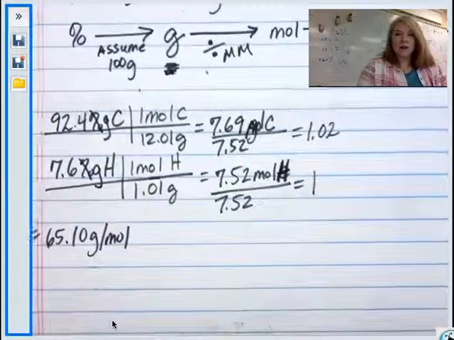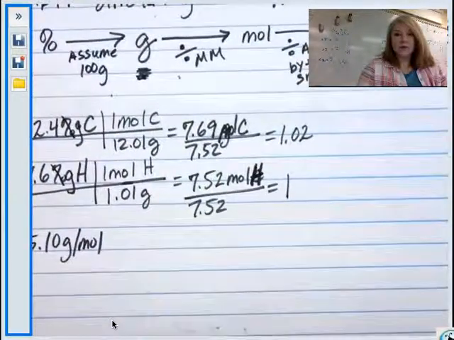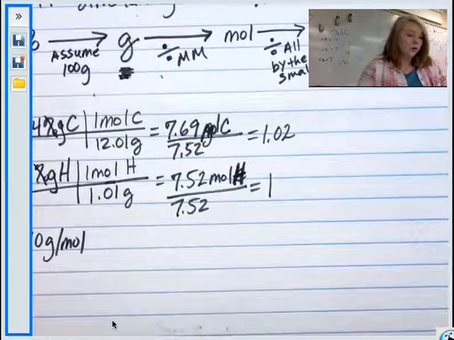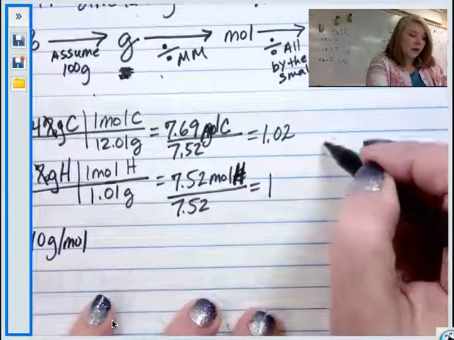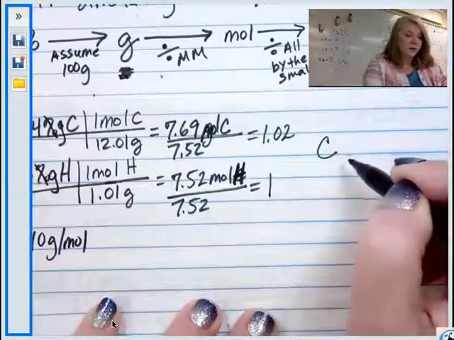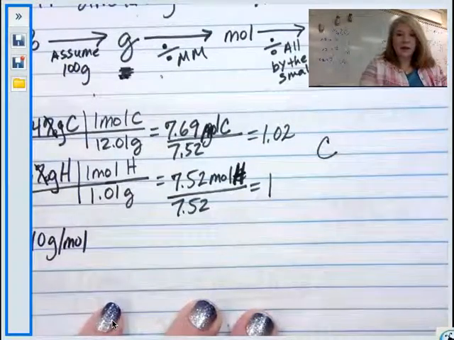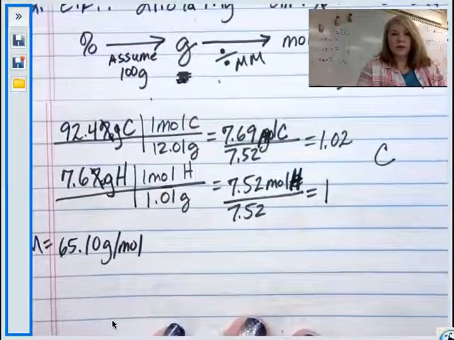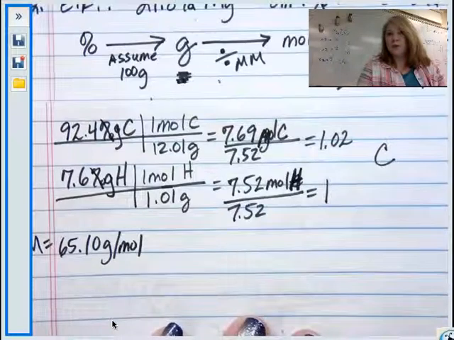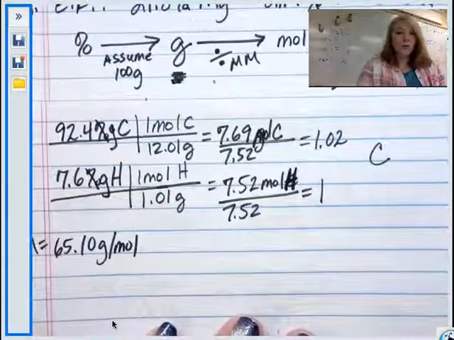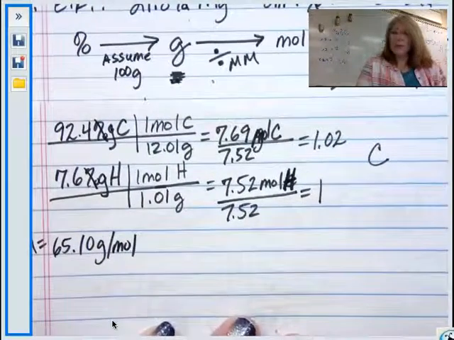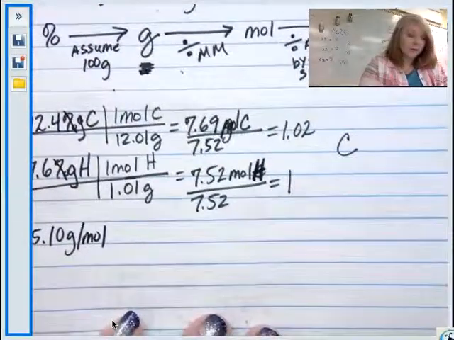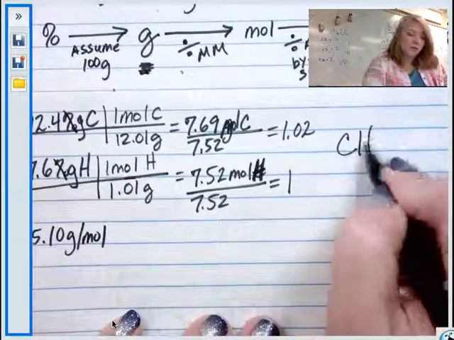All right, so our last step, we have whole numbers, so we don't have to do anything extra there, and we're going to write our empirical formula. So we have 1 carbon. We did divide 92.4 by 12.01. We're going to use the molar mass, but first we have to find our empirical formula before we can do anything with that. That's a good question. All right, so here's our empirical formula, CH.